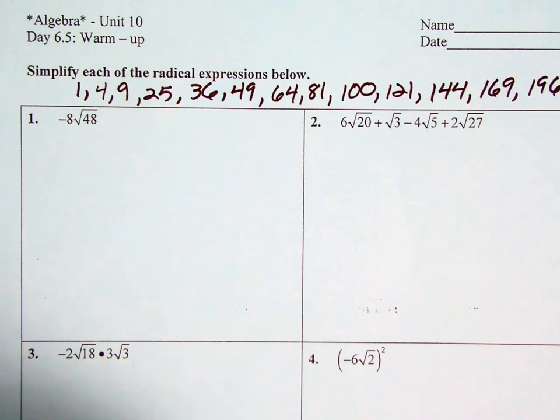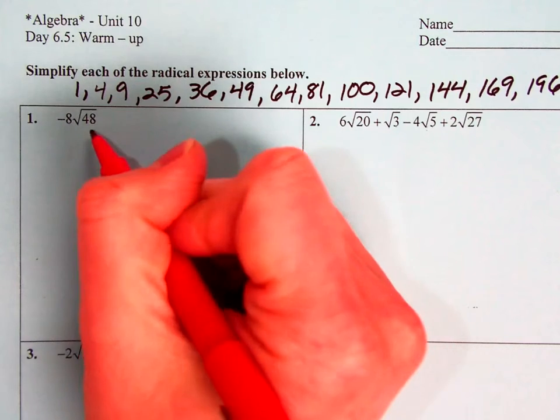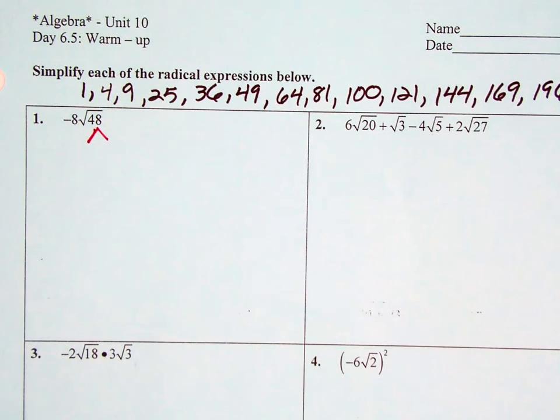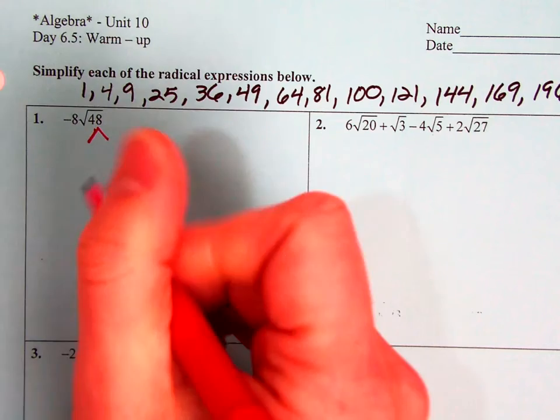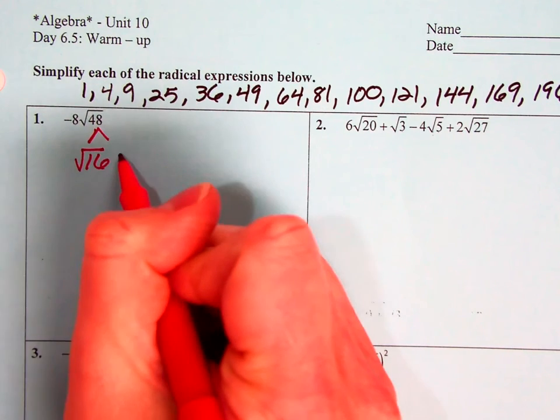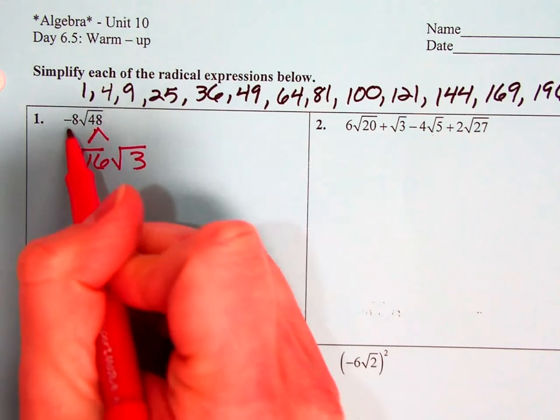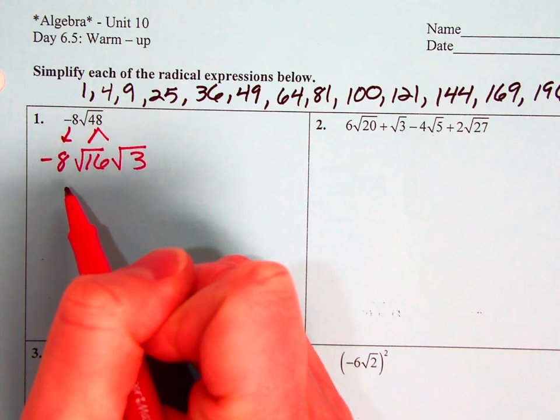So, number 1 should be the easiest one of them all, because this is the one where all you really have to do is simplify. So all we care about is finding the largest perfect square that goes into 48 evenly. In this case, the largest perfect square that goes into 48 would be 16, and 16 goes into 48 3 times, and make sure you bring your -8 down out front.